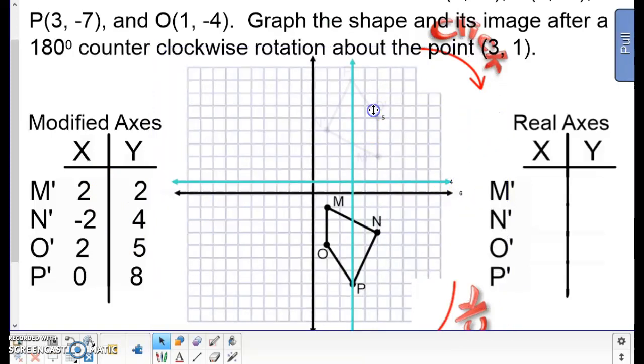So when I do that, I'm going to plot 2, 2 off of the blue axis. So right 2, up 2. N prime is left 2, negative 2, 4. O is 2, 5. And P prime is 0, 8. That's exactly where we said it should be. It should be above the blue axes.